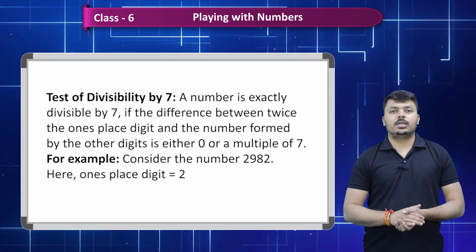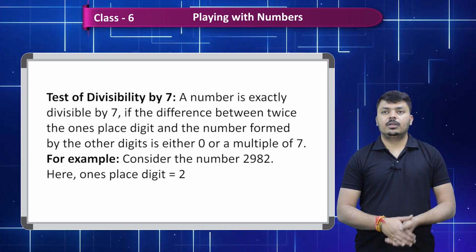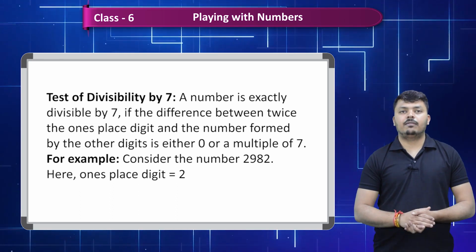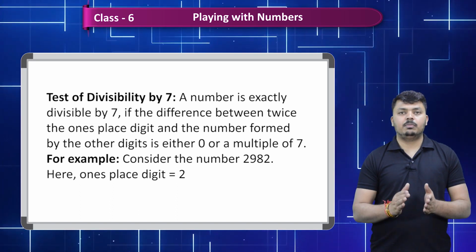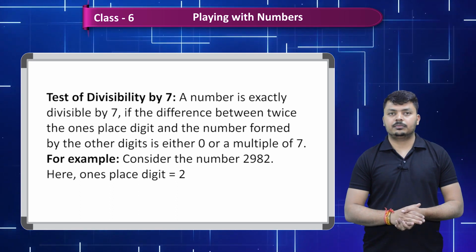Test of divisibility by 7. A number is exactly divisible by 7 if the difference between twice the ones place digit and the number formed by the other digits is either 0 or a multiple of 7.